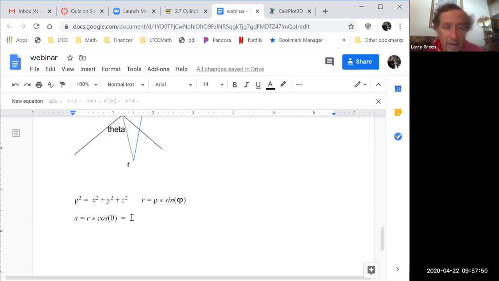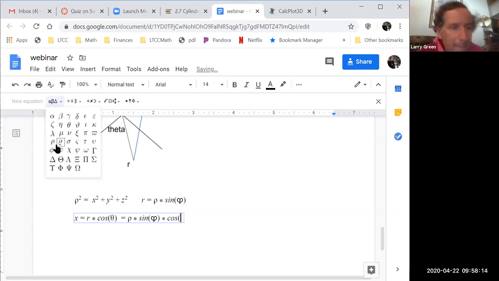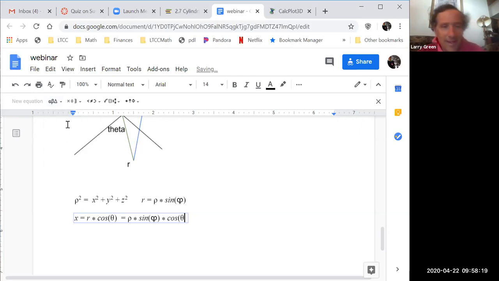Any questions on that? So now I can just substitute. So I know that, actually let's copy paste, it's less typing. So I know that r is rho sine phi. So I can write rho sine phi, then I can multiply by cosine theta. Ooh, that wasn't theta. That one's theta. So x is equal to rho sine phi cosine theta. Any questions on that?